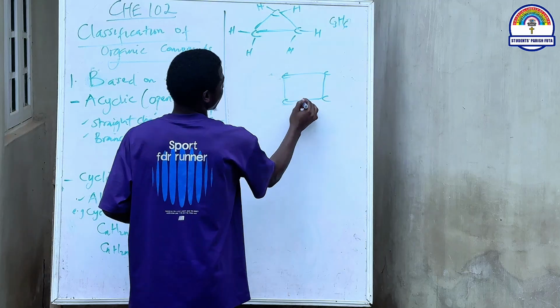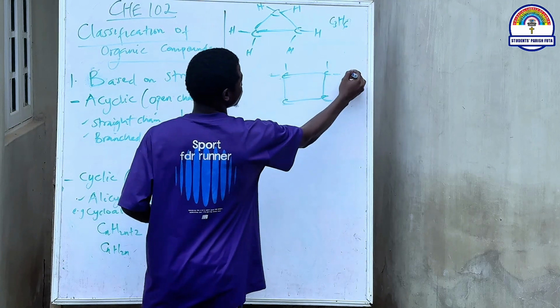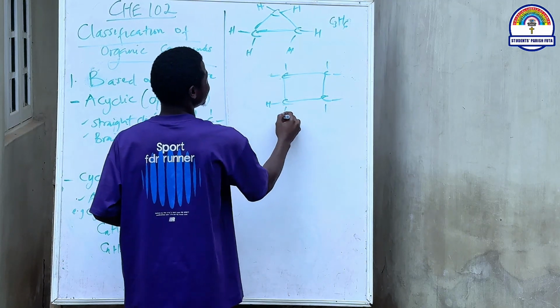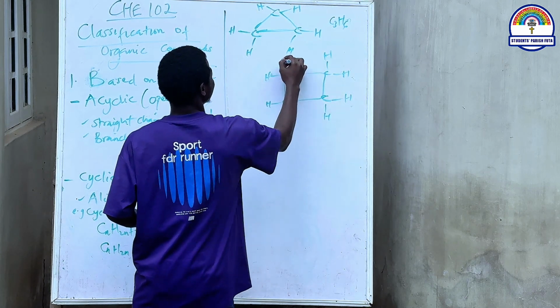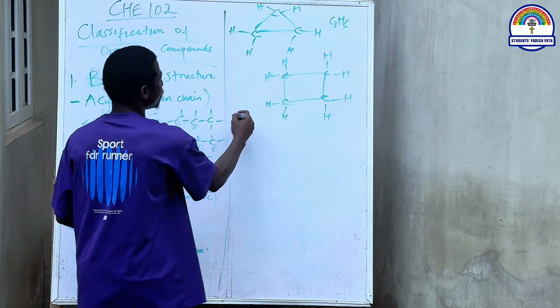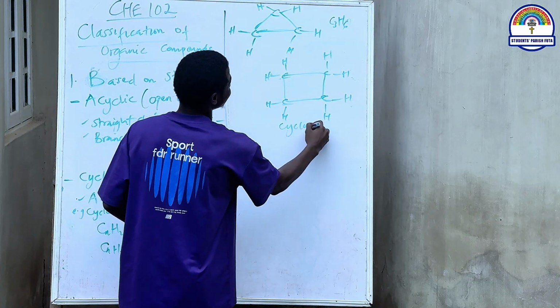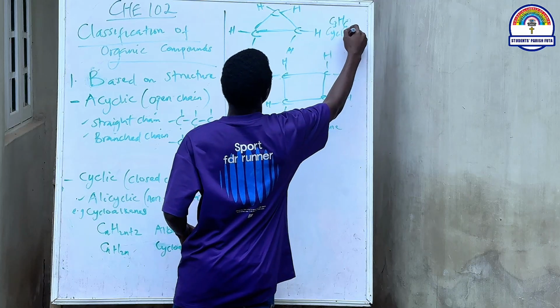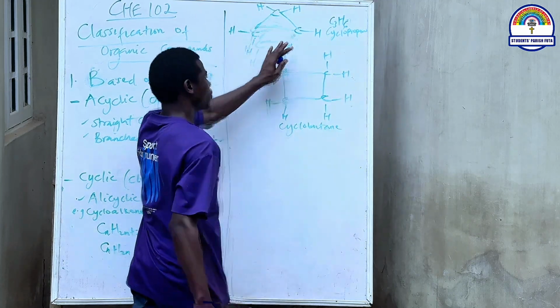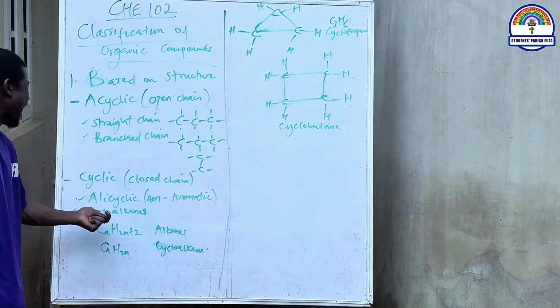Draw a square, a circle at the edge, then 2 hydrogens, 2 hydrogens. This way you get C4H8, and your carbon has 4 bonds. So this is cyclobutane. This is cyclopropane. So these are cyclos. You understand? They belong to the alicyclic.